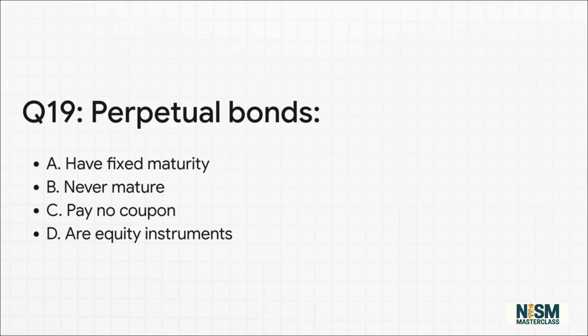The correct answer is option B, never mature. Perpetual bonds genuinely have no stated maturity date. The issuer has absolutely no obligation to ever redeem the principal amount, but they do pay coupons indefinitely. They're frequently used by banks in India and globally to raise additional Tier 1 or AT1 capital so they can meet strict Basel III regulatory requirements.